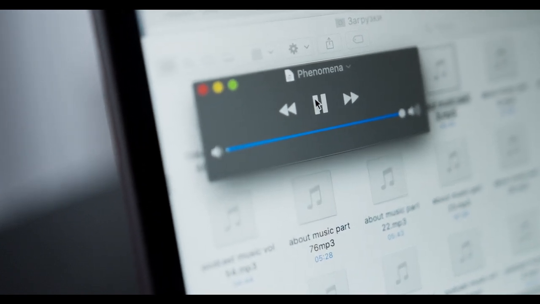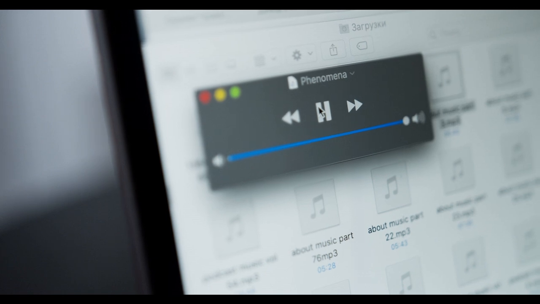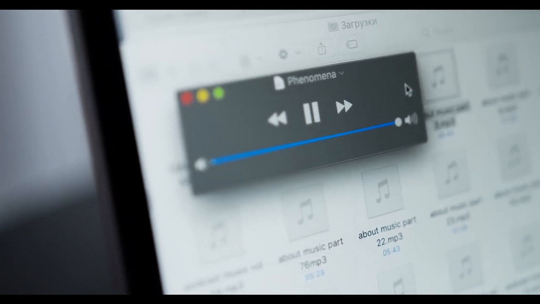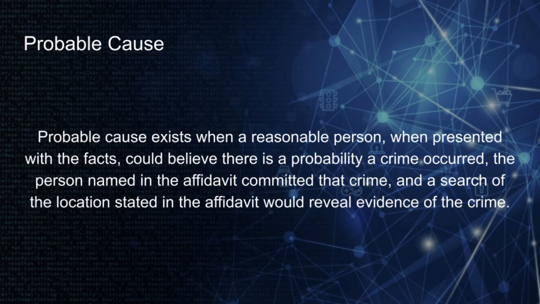When these facts are presented in an affidavit for a search warrant, and a person can reasonably conclude that a crime might have occurred, the person named could have committed that crime, and that the location to be searched might have evidence of that crime, the probable cause requirement has been met. Personally, I find that if I can see that probable cause is established, then the second and third search warrant requirements are usually already met. Now let's move to that second requirement.